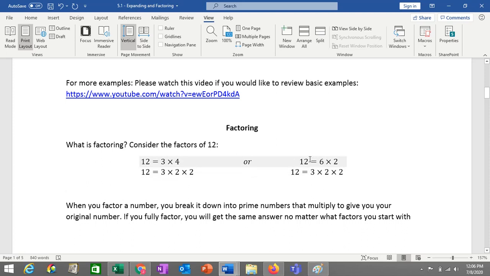But you might have chosen 6 and 2 as factors of 12, right? So 12 could equal 6 times 2, but then that 6 can be further broken down, and you get 12 is equal to 3 times 2 times 2. So when you break everything down into the lowest factors possible, you're going to get the same answer here and here. The numbers might be in different order, right? In multiplication, the order doesn't matter. 3 times 2 is the same as 2 times 3, but your numbers will be the same, and you'll have the same number of them. So I have one 3 and two 2s, one 3 and two 2s.